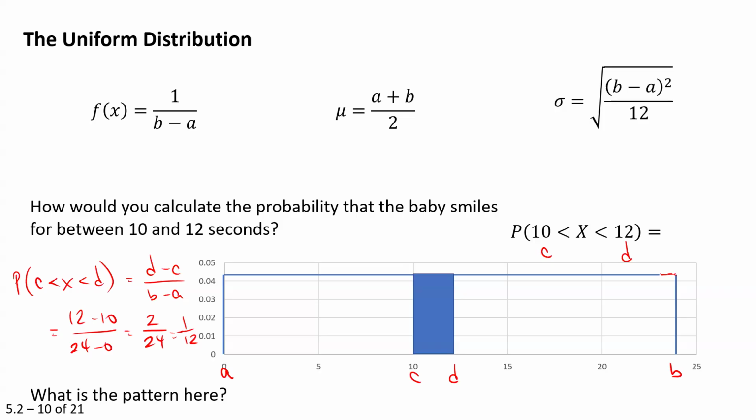So about a 1 in 12 chance. Baby smiles between 10 and 12 seconds. Okay. And maybe you saw that using our formula here. Maybe you recognize the height of the rectangle is 1/24th and the width is 2.